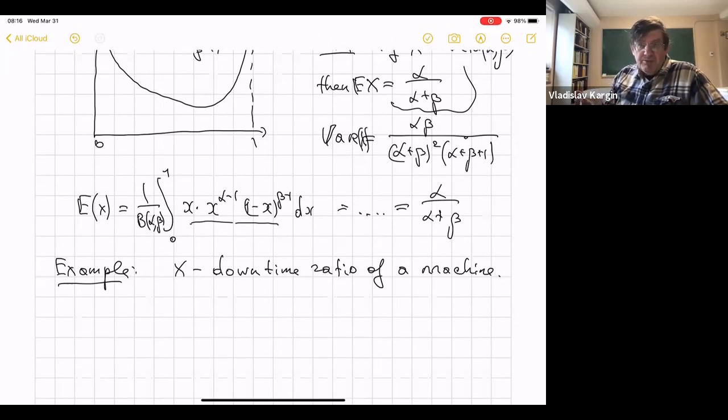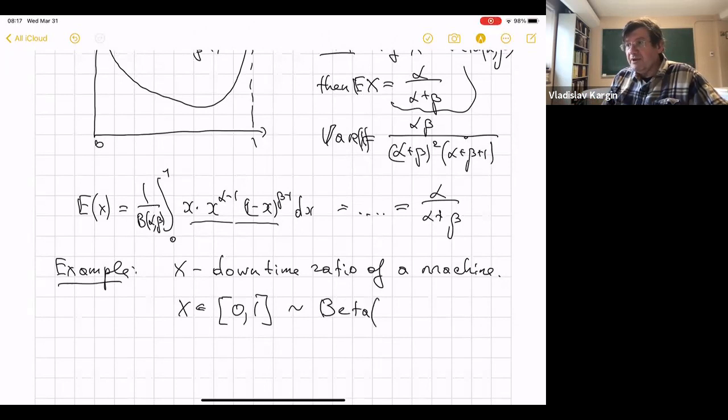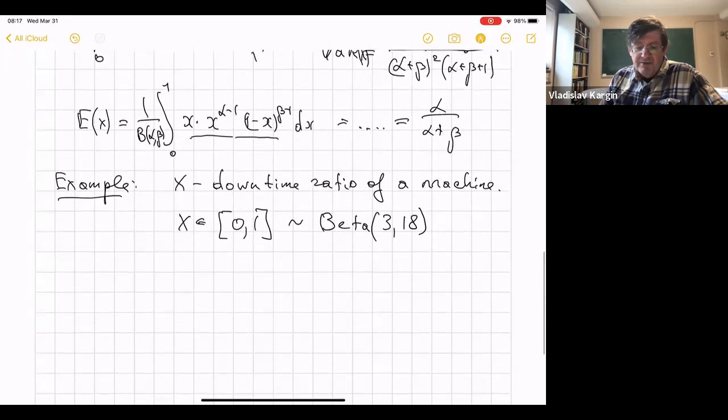Since it's a proportion, we know that x belongs to the interval from 0 to 1. If it's 0, then it's always working, a very good machine. If it's 1, then it doesn't work, so it's a very bad machine. So it's something in between, and we assume that it's distributed as a beta with the parameters 3 and 18. And then we ask several questions.